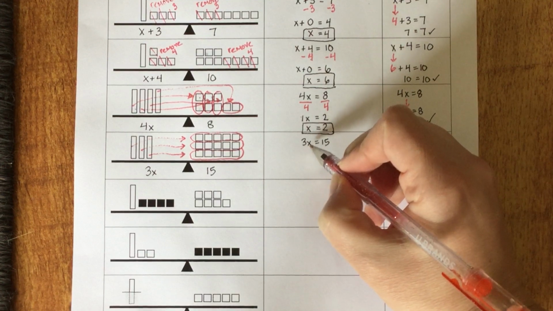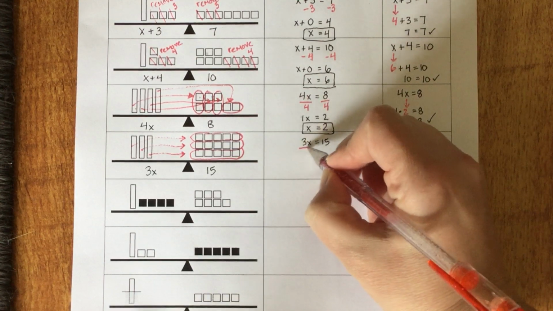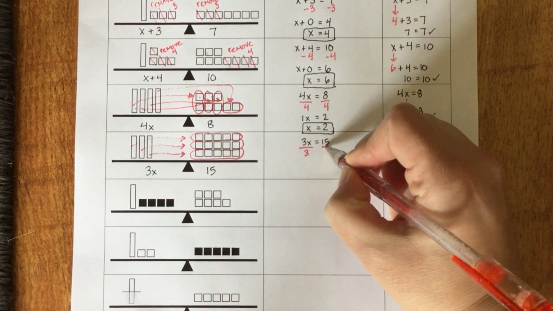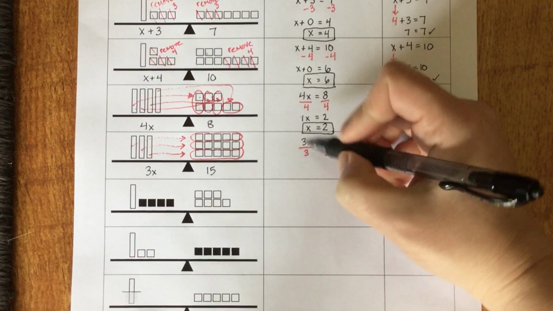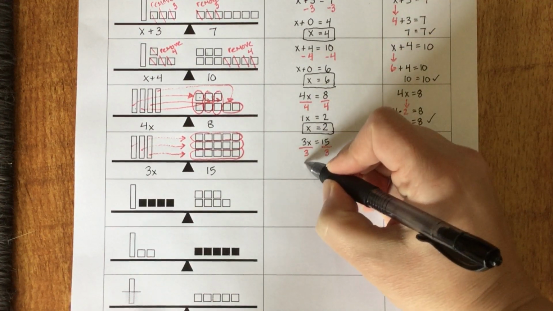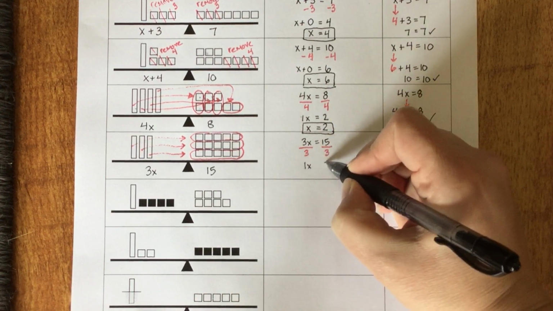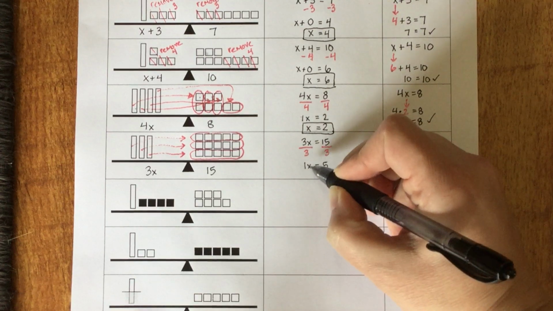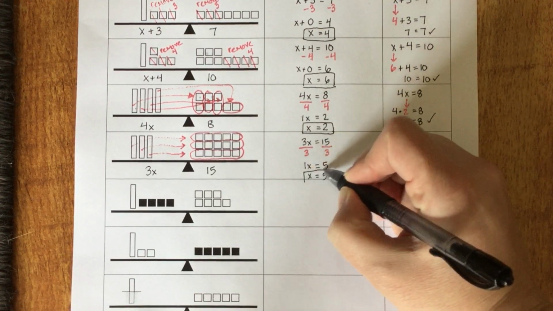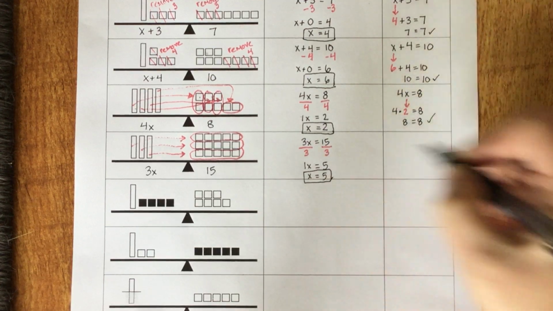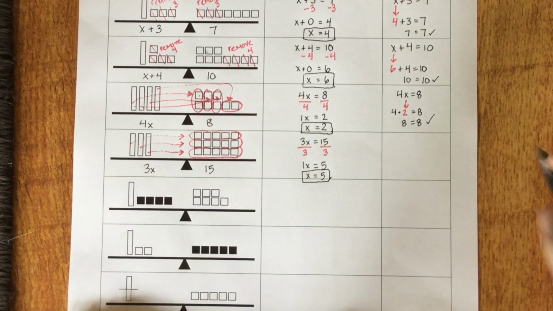X is being multiplied by 3. The inverse of multiplication is division. Three divided by 3 makes 1. I'll bring down the variable. 15 divided by 3 makes 5. 1 times anything equals itself. We predict that the solution to this equation is that the x is equal to 5.